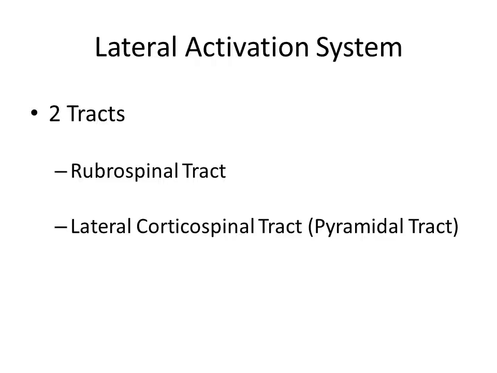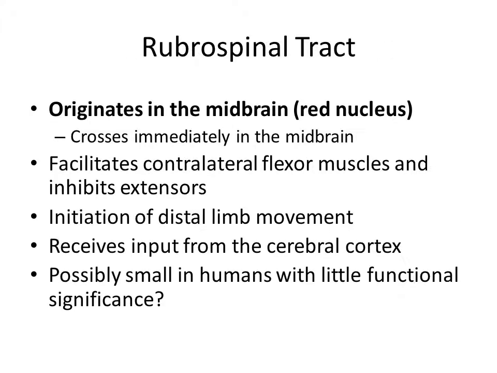The lateral activation system involves two tracts, the rubrospinal tract and the lateral corticospinal tract, also known as the pyramidal tract. The rubrospinal tract is going to start in an area of the midbrain called the red nucleus. You might have heard of the term or seen the term in your medical records of rubor. Rubor means red. When we look at the brains in the lab, this nucleus is not going to look red. It's going to look like the other nuclei of the brain.